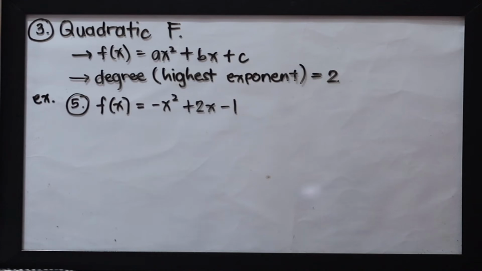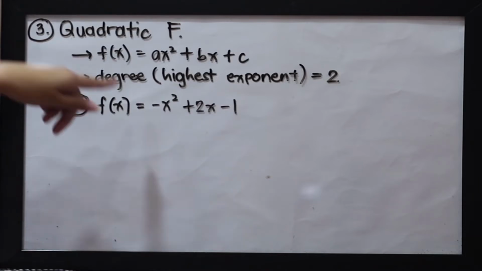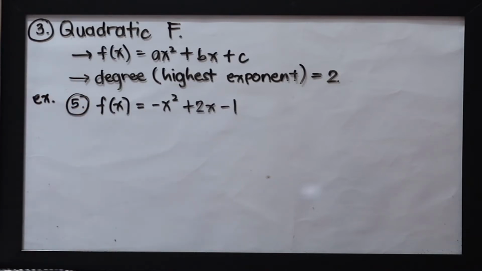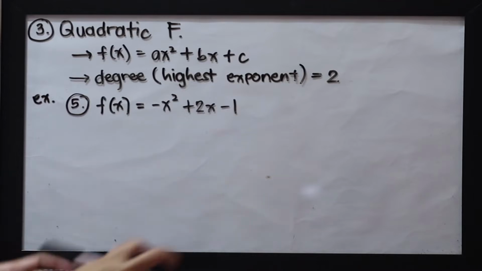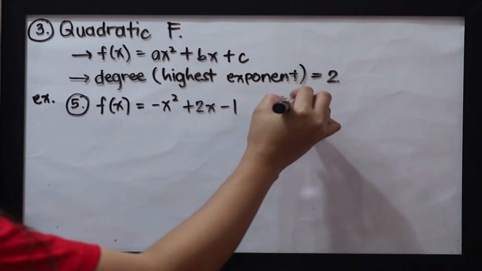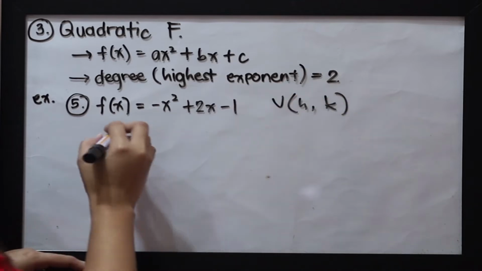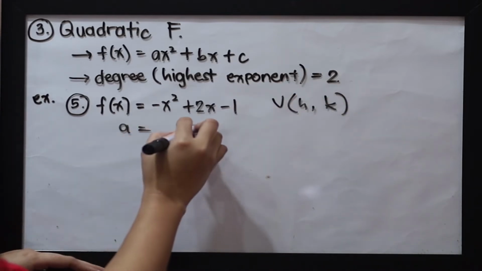Last example, f of x is equal to negative x squared plus 2x minus 1. For this example, this is still a quadratic function since the highest exponent is 2. And then we identify the vertex that is denoted by (h, k). But first we have to identify the values of a and b.